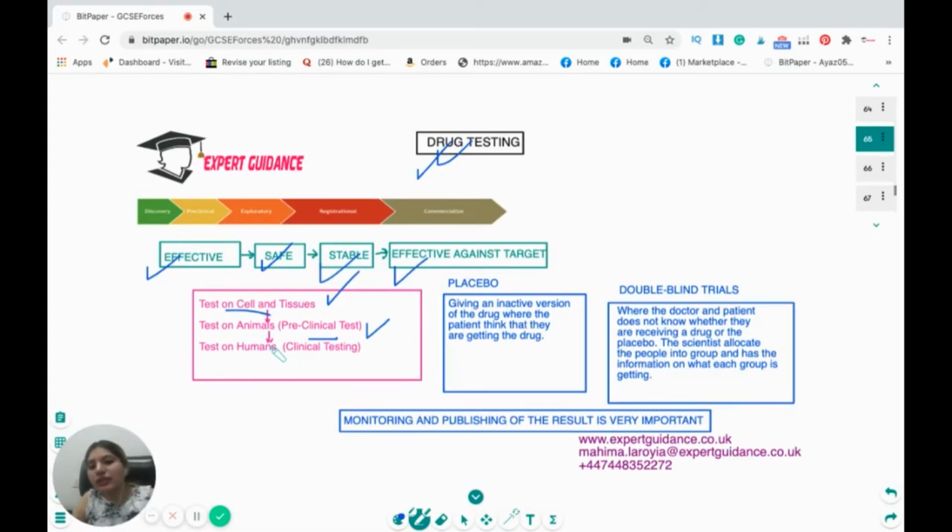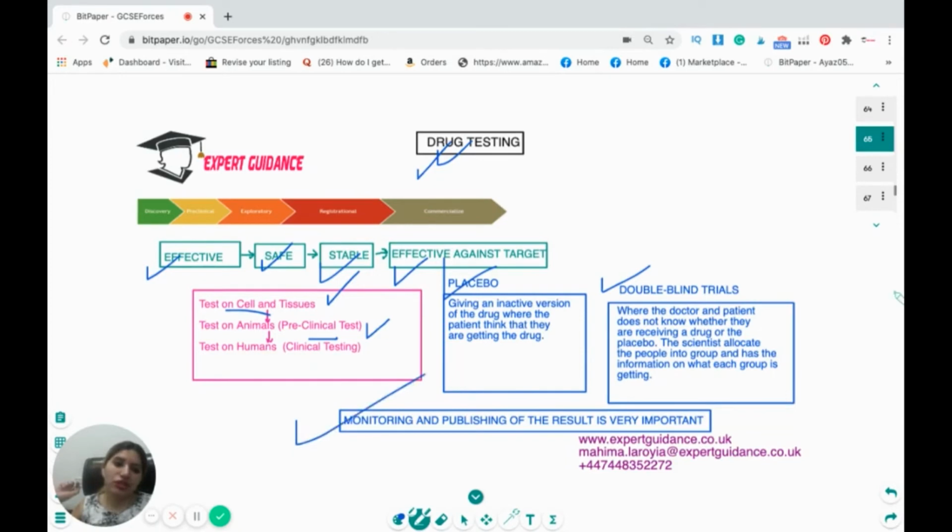Now, how do we do the clinical trials? We use two techniques called the placebo and the double-blind trials. Now, what is a placebo? A placebo is an inactive version of the drug, where the patient thinks that they are getting the drug, and that helps to eliminate any psychological effect that a person gets from the treatment. And in double-blind trials, the doctor and the patient don't know whether they are getting the actual drug or the placebo. It is a scientist who allocates the people into groups and has the information on what each group is getting, so that the chances of manual errors can be avoided.